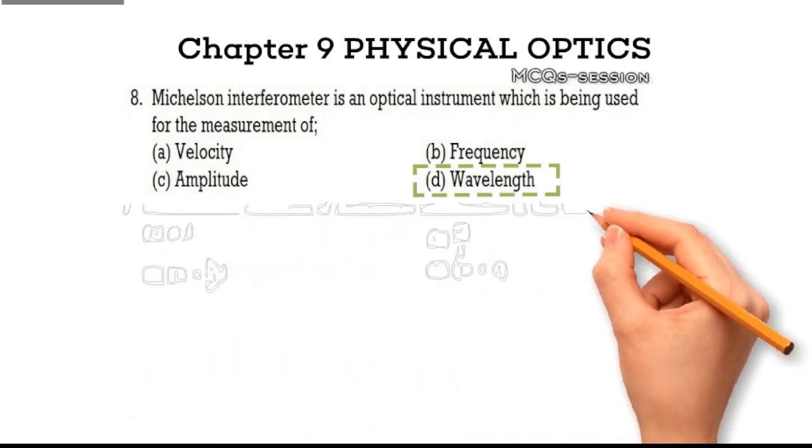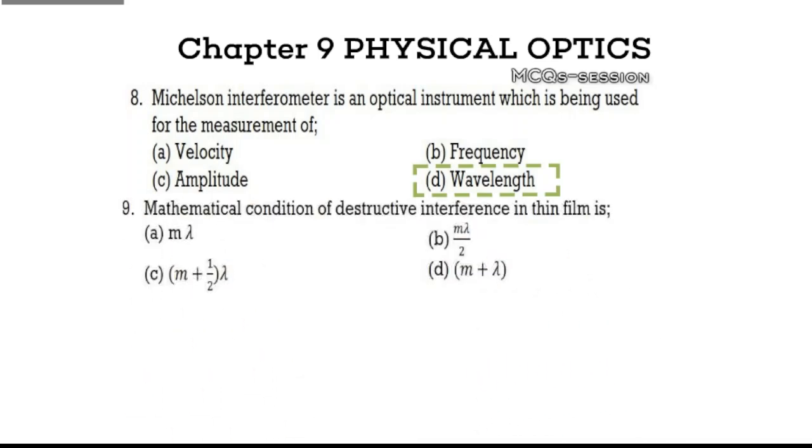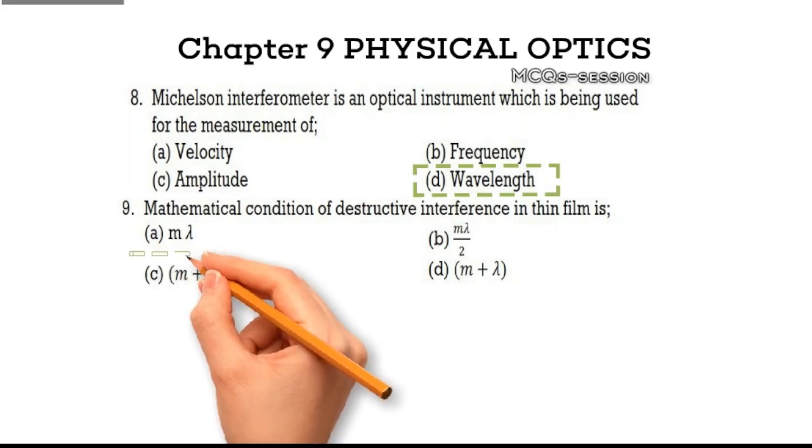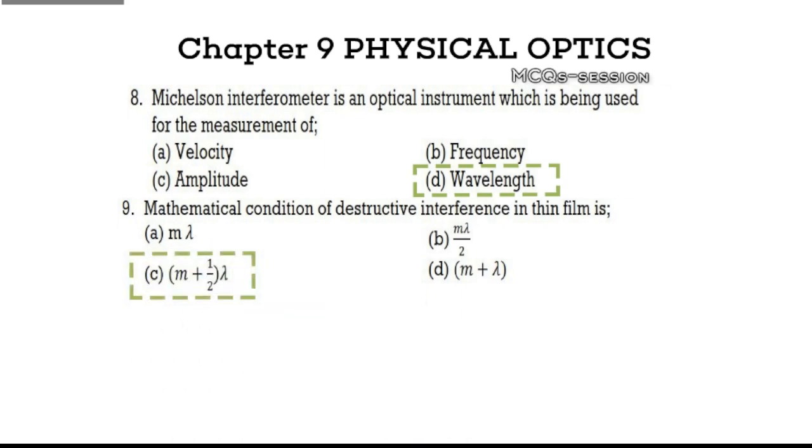Question 9. Mathematical condition of destructive interference in thin film is A. 1 wavelength, B. Half the wavelength, C. Odd multiple of half the wavelength, D. Wavelength plus 1. Correct answer, C. Odd multiple of half the wavelength. Explanation. Destructive interference happens when the path difference is an odd number of half wavelengths, leading to cancellation of light.